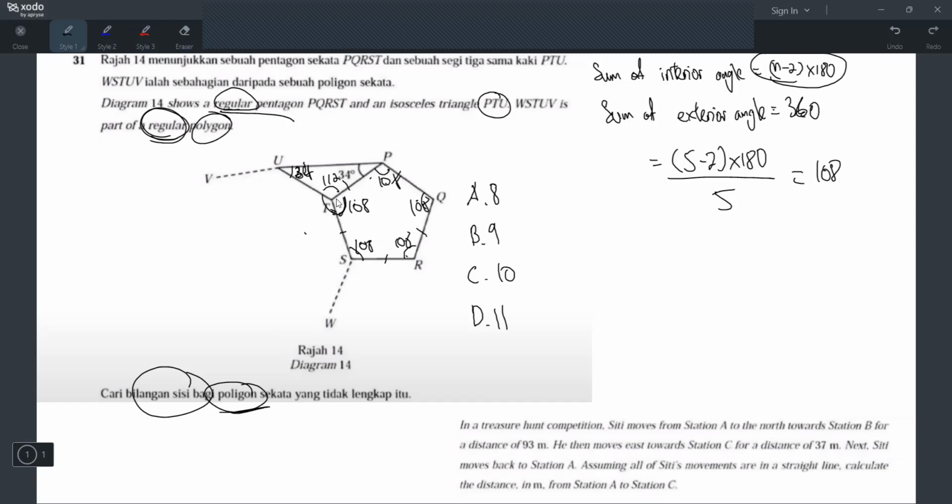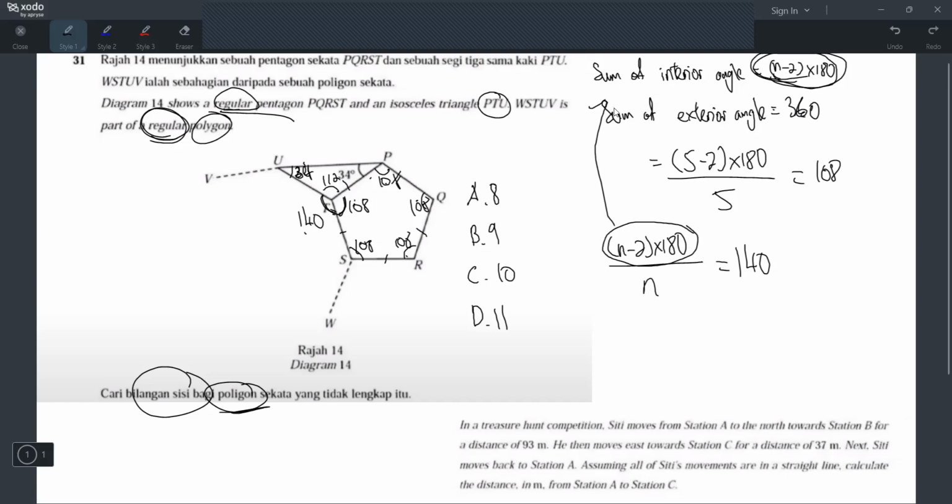Okay, it's 140. It means that for this polygon, although I don't know how many sides, I know all the interior angles are 140. So now what we can do is use this formula, right? I don't know the n. n minus 2 times 180. I'm trying to find the n, but I do know that the sum of all interior angles divided by the number of sides is equal to 140. Do you understand what I wrote? Before I continue, do you understand what I wrote first?